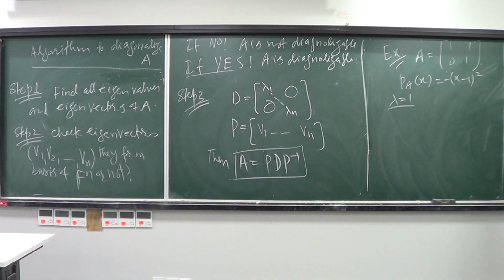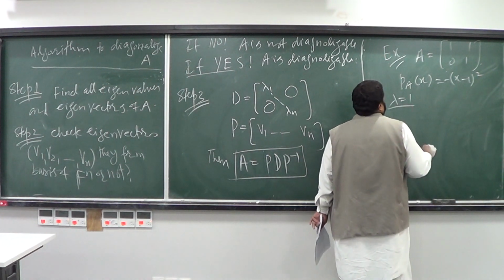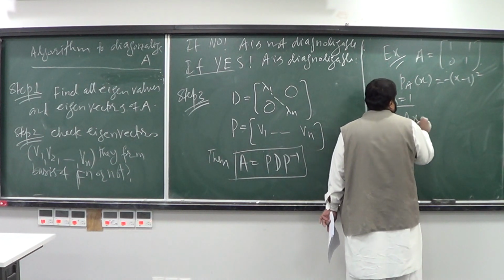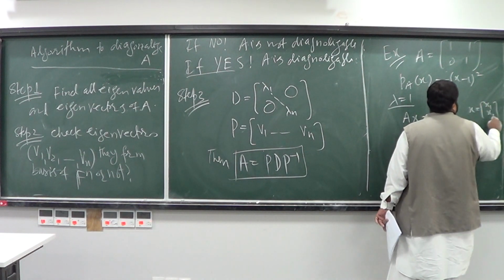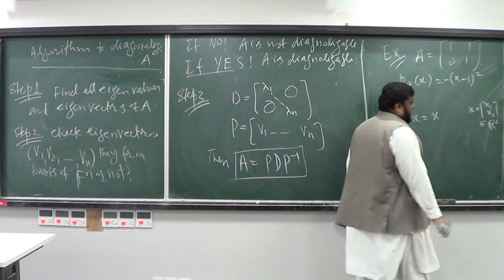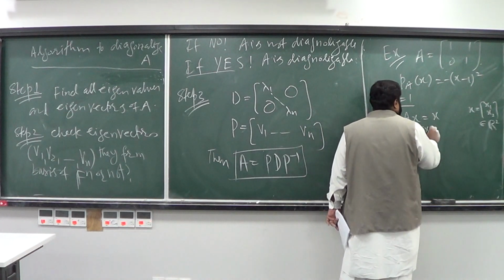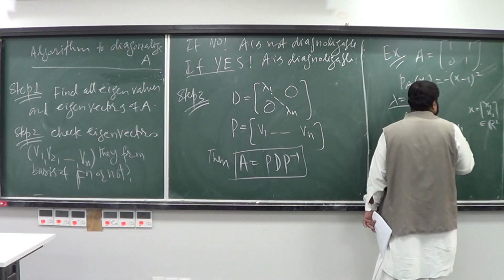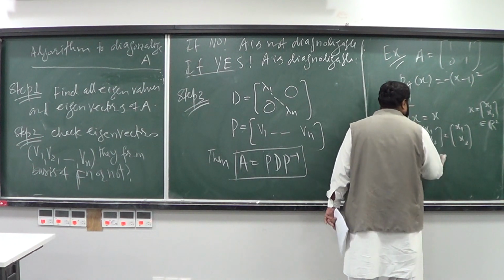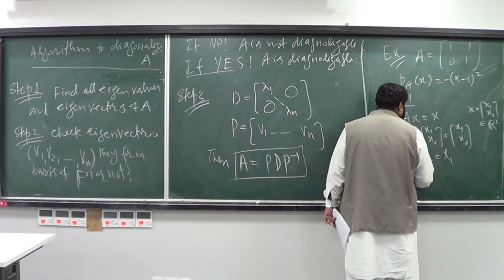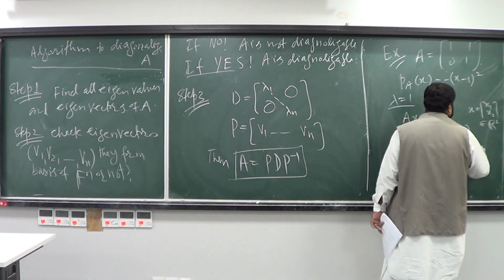It doesn't have two distinct eigenvalues. So lambda equal to 1 is the eigenvalue. If lambda equal to 1 is the eigenvalue, what would be the eigenvector corresponding to it? So Ax equal to x, where x is some arbitrary vector in R2. So 1, 1, 0, 1 times x1, x2 equal to x1, x2 would give you x1 plus x2 equal to x1, and x2 is equal to x2. So from the first equation, you can deduce that your x2 is 0.